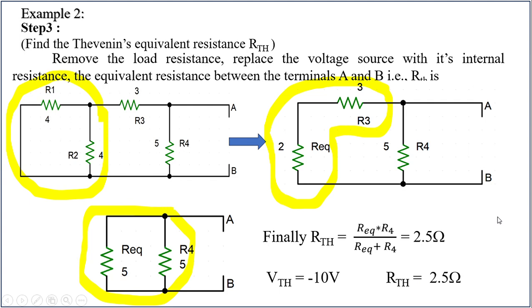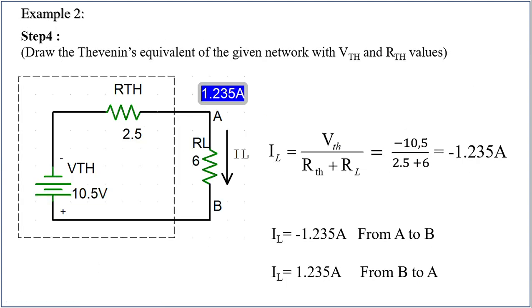Let us move to the next step 4. Draw the Thevenin's equivalent of the given network with VTH value and RTH value obtained. So VTH value is going to be minus 10.5 volts and RTH value is going to be 2.5 ohms. So this dotted line, the components available inside this entire thing is the Thevenin's equivalent, that will have one voltage source in series with the equivalent resistance of the network.